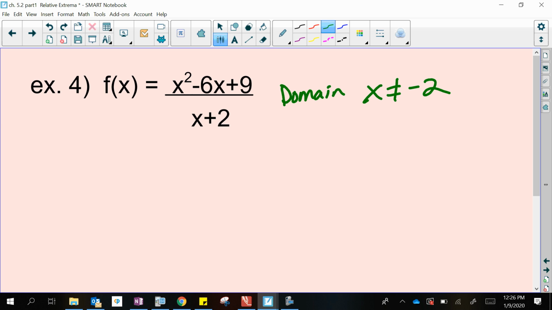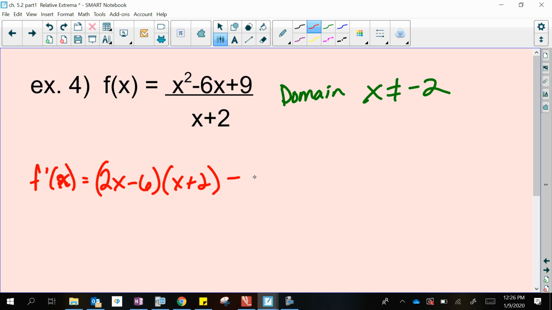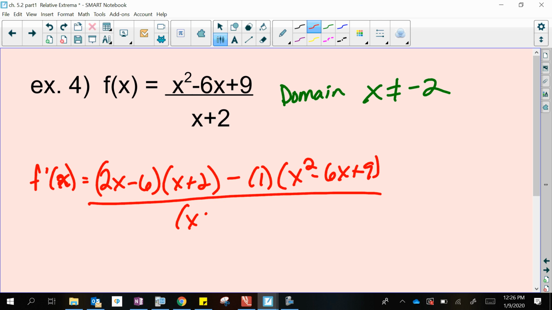Okay, so now we take the derivative, right? So derivative of the top, 2x minus 6, times the bottom, minus derivative of the bottom times the top, all over bottom squared.